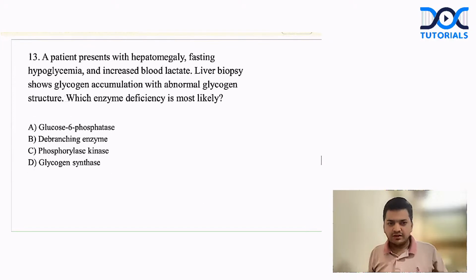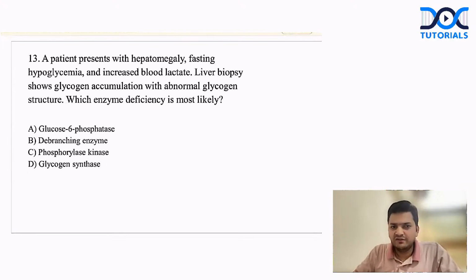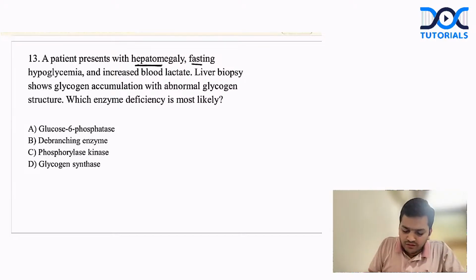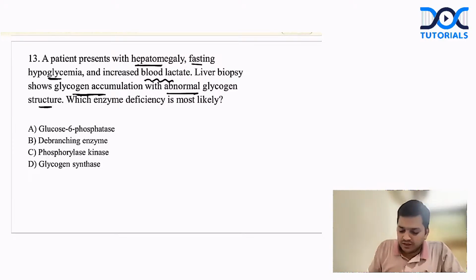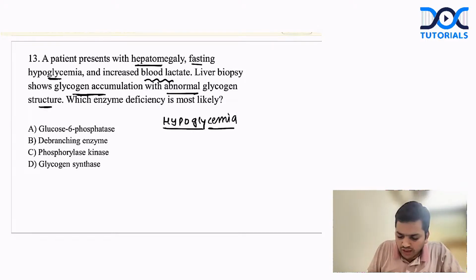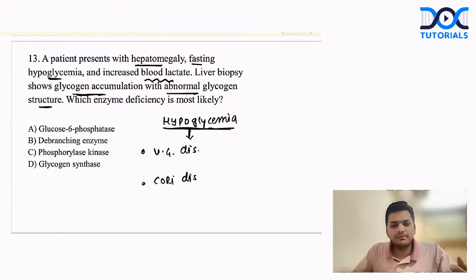The next is a patient presented with hepatomegaly, fasting hypoglycemia, and increased blood lactate levels. The liver biopsy shows glycogen accumulation with abnormal glycogen storage structure. Which enzyme deficiency is most likely? Now, the moment you see hypoglycemia in a child, or hypoglycemia in a question where they are talking about glycogen storage disease, there are two diseases that should come to your mind: von Gierke disease and Cori disease. Actually, Cori is basically a mild version of von Gierke.